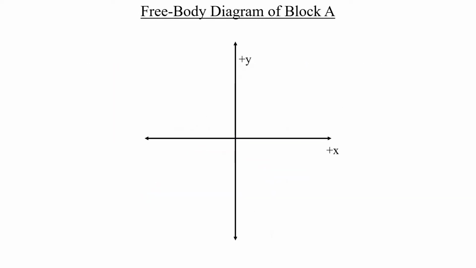So here's our free body diagram of block A. Remember, this is the block that is resting on top, and it's going to move to the right in response to block B moving to the left. So regardless of the horizontal movement, the weight of block A points directly downward. I think we can all agree on that. There's nothing special going on there.